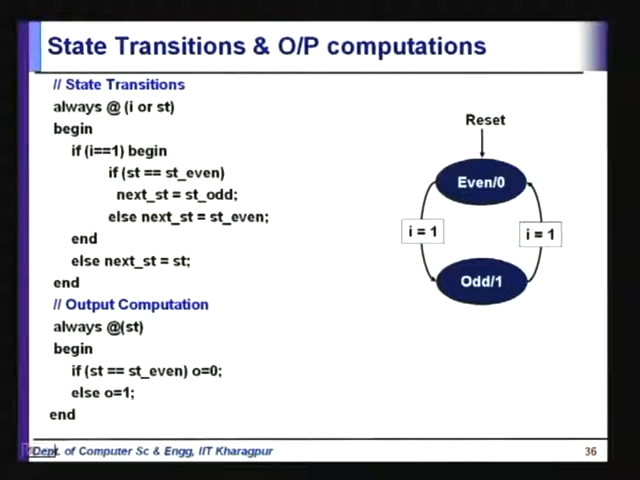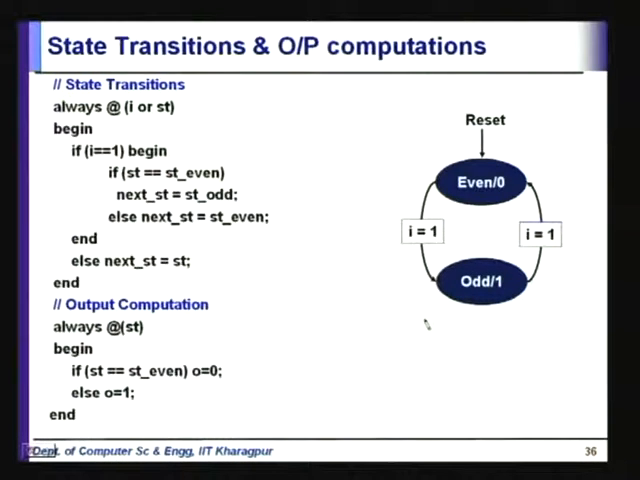Now let us look at the output computation. Always at ST, we just need to produce the output, change the output whenever the state changes. As long as the state is the same, we do not need to change the output. So always at ST begin, if ST is equal to ST even, then our output is 0, otherwise the output is 1. So in even parity states we output 0, in odd parity states we output 1.